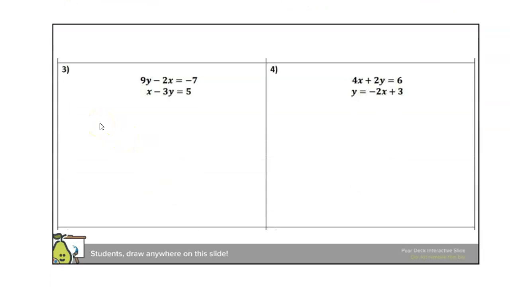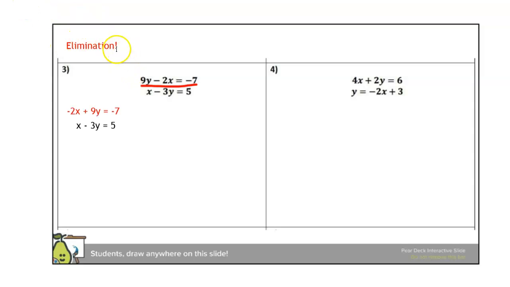Again, we're going to try to take a look at what is the best way to solve these problems. Keep in mind that sometimes you sort of have to rearrange the problems so that they make a little bit more sense. For this first one, 9y minus 2x is equal to -7, and x minus 3y is equal to 5. Looks like these are a little out of order. Maybe there's a way that you can shuffle these around a little bit.